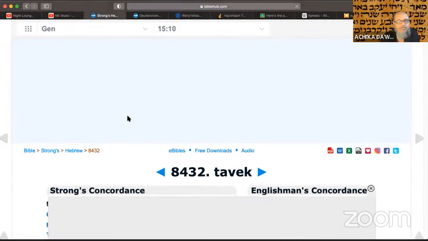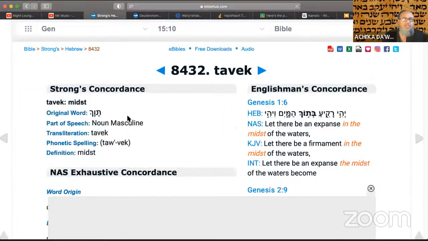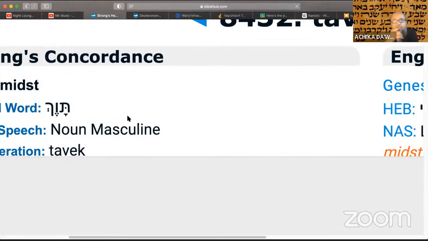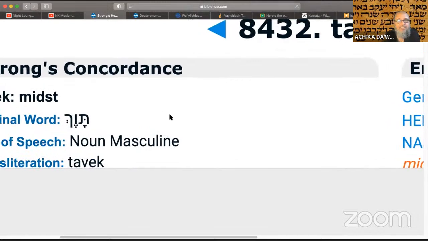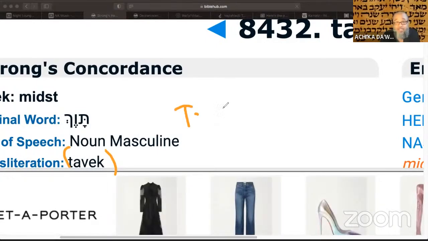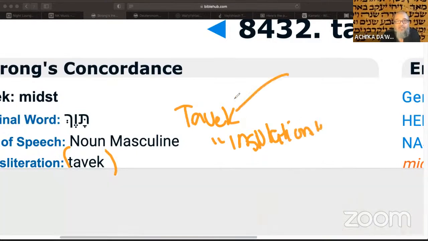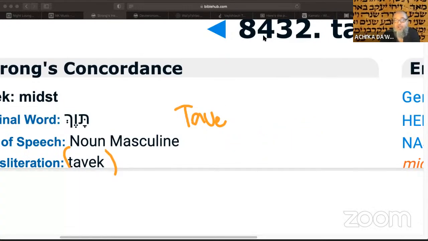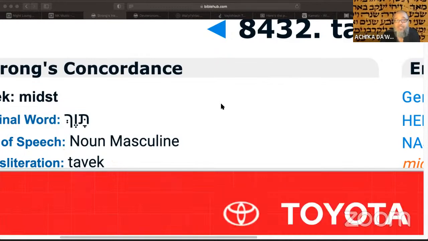I'm on Bible Hub right now. This word right here is called tavek, okay? Tavek, and it means in the middle. Are you guys familiar with any type of construction? Contractors, they got this product called tavek. There is an actual product called tavek. And what it means is the insulation, all right? You know the insulation that goes in between your walls? It's called tavek. So even within our culture, you'll see them using words of the Hebrew language to describe things.